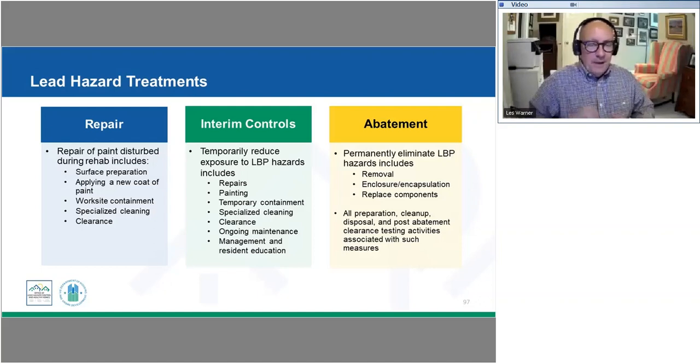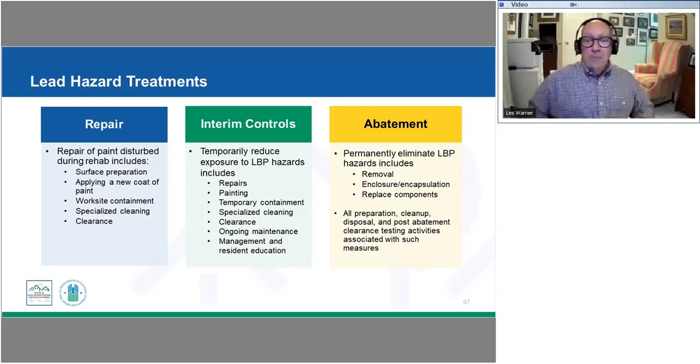Any of our abatement process is a more permanent fix with some kind of mechanical thing to be able to address that. We mentioned that the interim controls for the exterior were acceptable as part of that. Just keep in mind that this also includes doing things like specialized cleaning and clearance. We had some questions last week with people saying, well, I'm doing a gut rehab, so I'm really removing, going to the studs on the interior of this structure.